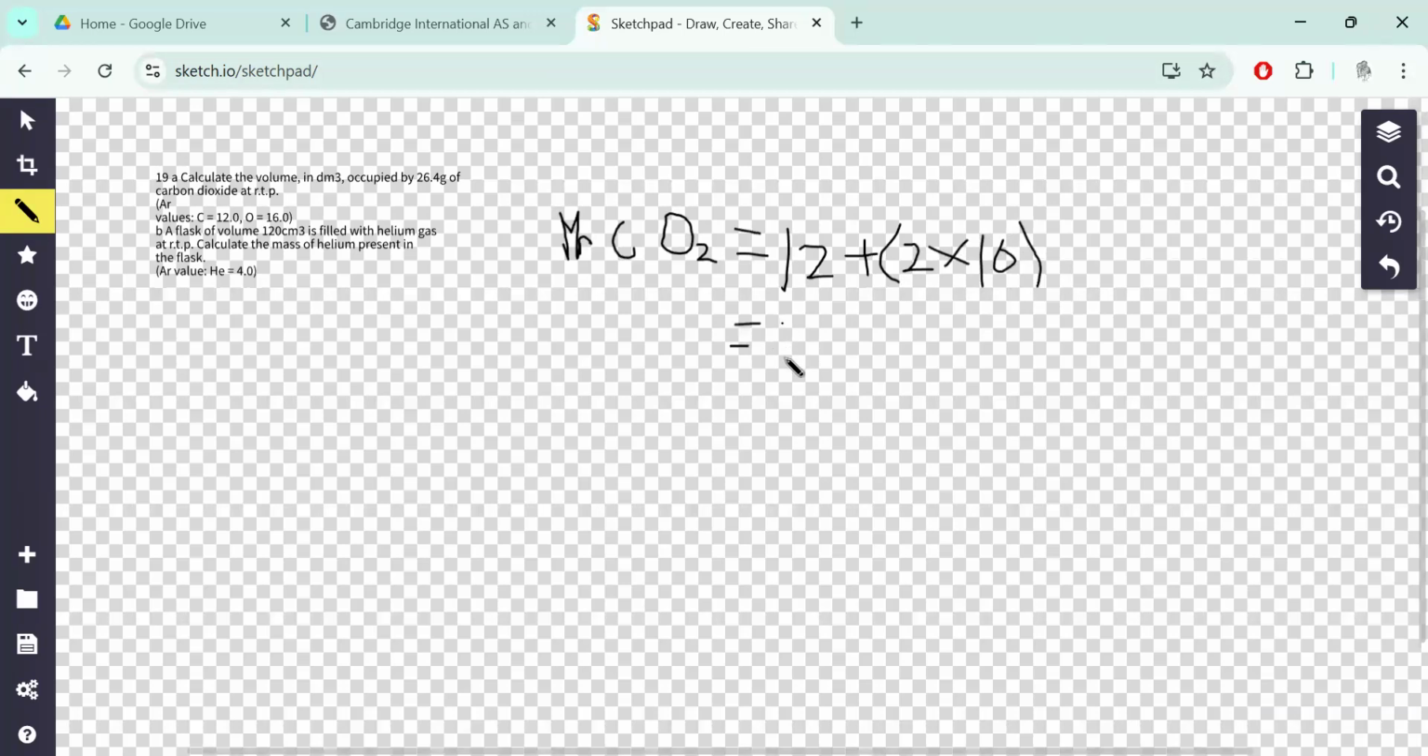So that would be 12. And then 2 times 16 would be 32. So that would be 44. 44, and the unit for molar mass would be gram per mole. So that would be grams per mole right here.